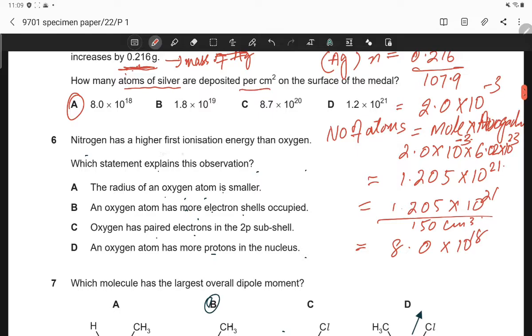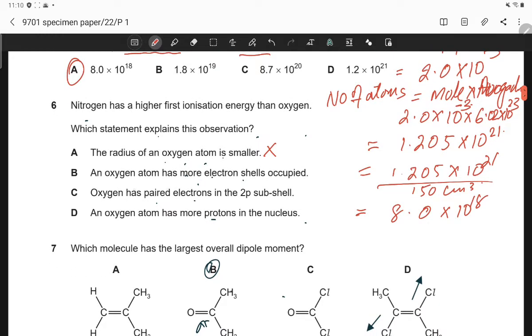Nitrogen has a higher first ionization energy than oxygen. Which statement explains this observation? The radius of an oxygen atom is smaller. Across the period, atomic radius decreases, and atomic radius does not depend on the ionization energy, so this is the wrong option. An oxygen atom has more electron shells occupied? No, nitrogen and oxygen are in the same period, so they have the same shells. This is also incorrect.